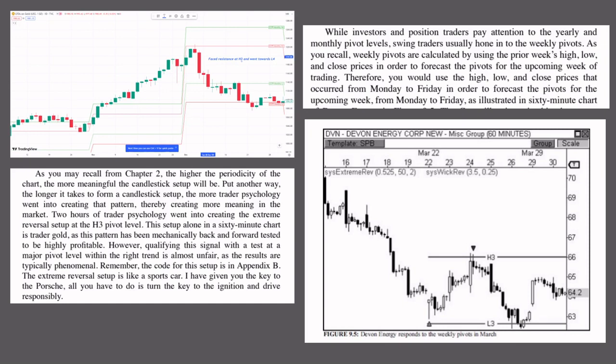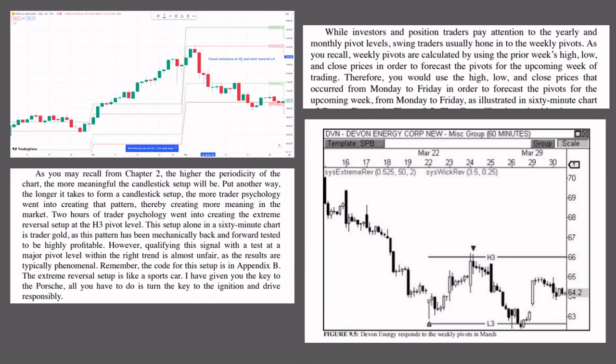Okay, 2 hours of trader psychology helped him to predict this extreme reversal setup, and 1 hour of trader psychology helped him to predict there is a wick reversal setup. Here responsive buyers entered and started moving the price, and here responsive sellers started selling the price. So this is how you need to trade accordingly.